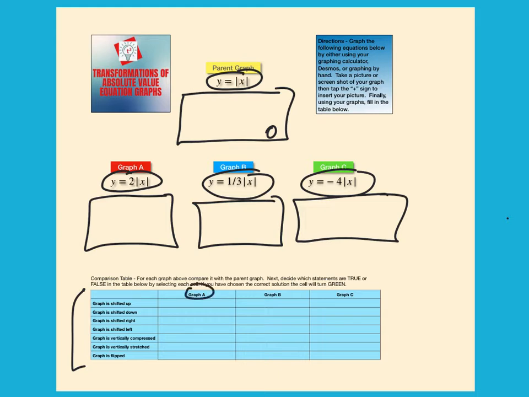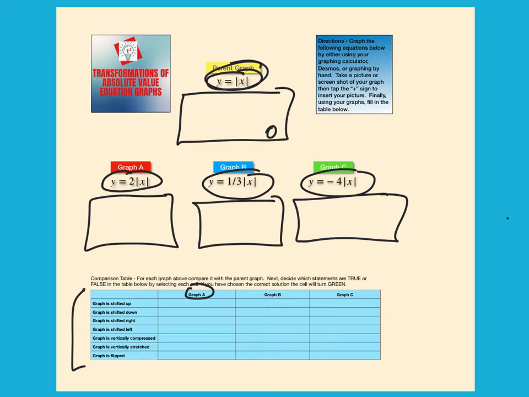So the first one is graph A. Comparing graph A to the parent graph, which is just this top one, it's going to be the same one for each tab. Comparing graph A to that parent graph, did it shift up, down, right, left? Is it compressed or stretched? And did it flip? Pretty simple questions.